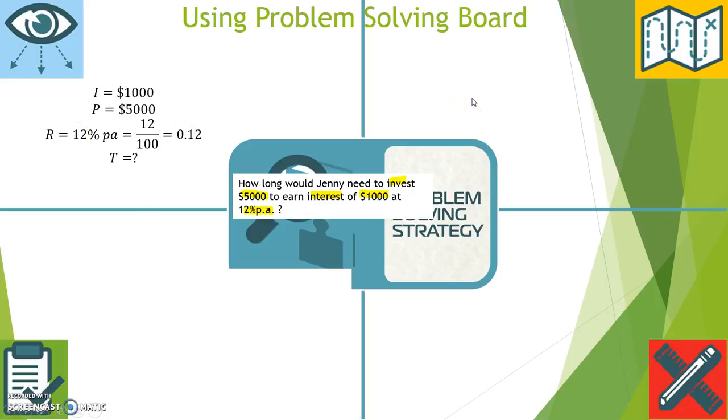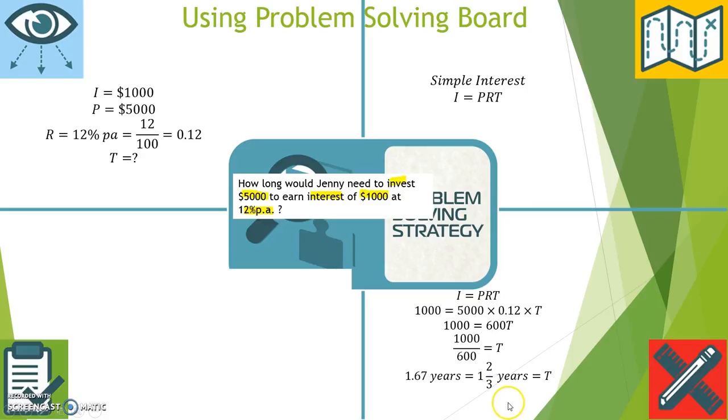How are we going to solve it? What's our strategy? It's going to be using the simple interest formula, I equals PRT. Exactly the same as before. We write our formula, our do part, substitute, and solve as before. Again, it's 1 2/3 years, or 1 year, 8 months. How do we check that answer?